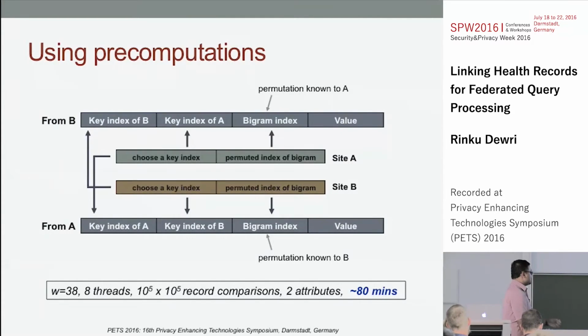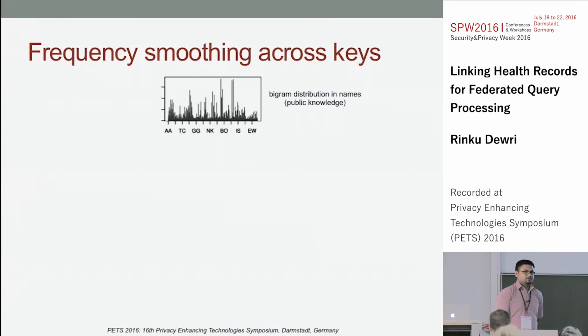So using this process, we were able to compare 100,000 records in each pair. That's around 10 billion record comparisons. And it had two attributes, names and addresses. It took around 80 minutes to do that.